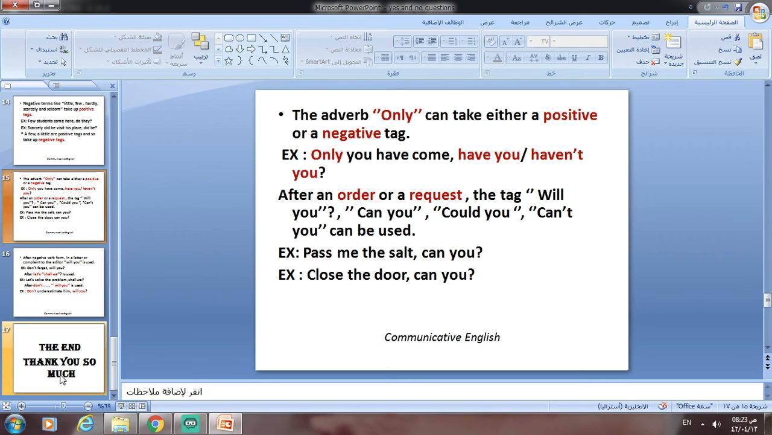Here we have the adverb only. Only can take either a positive or a negative tag. For example, only you have come. Have you? Or haven't you? Okay, so you can use any question tag, whether it is positive or negative.